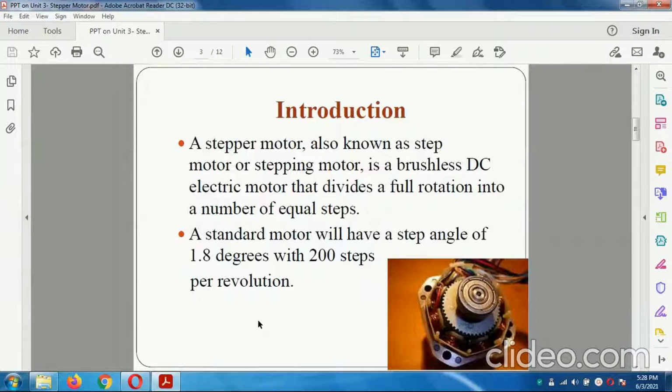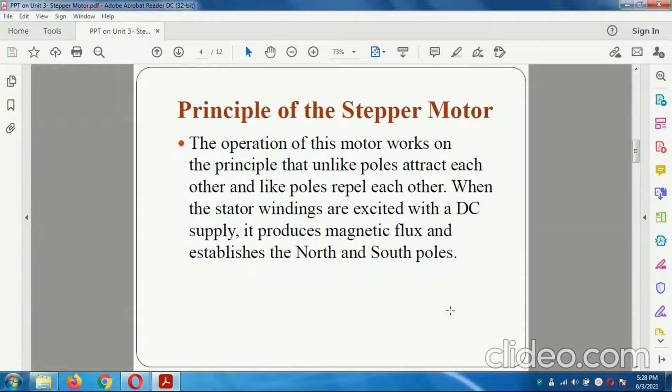So, introduction. A stepper motor, also known as a step motor or stepping motor, is a brushless DC electric motor that divides a full rotation into a number of equal steps. A standard motor will have a step angle of 1.8 degrees with 200 steps per revolution. This is the diagram related to the stepper motor. This is a rod and this is a gear which is connected.